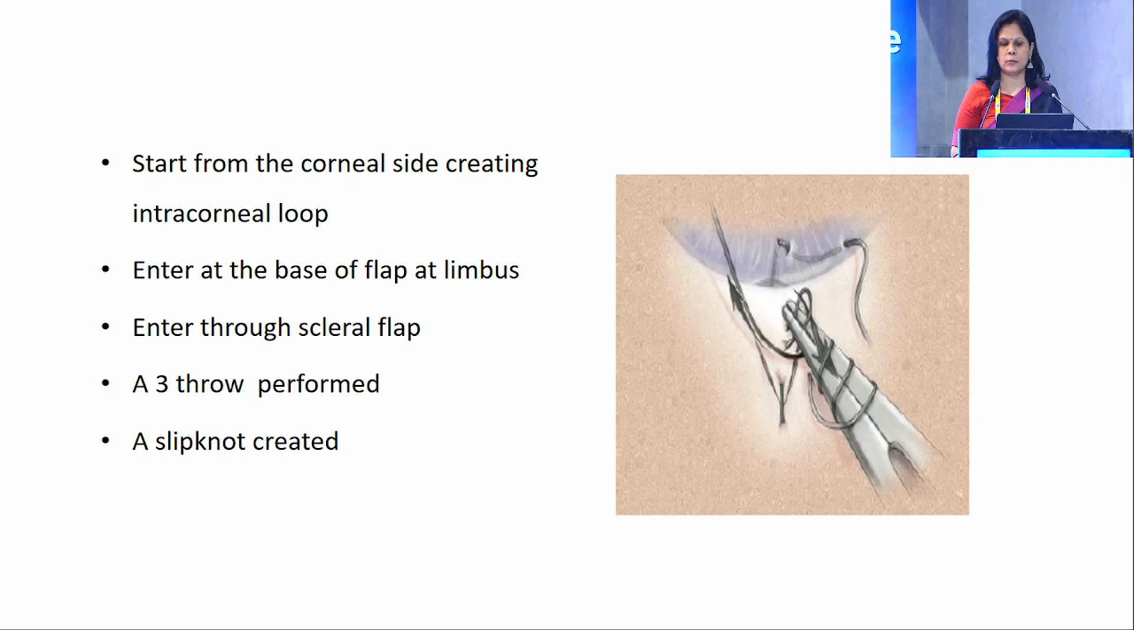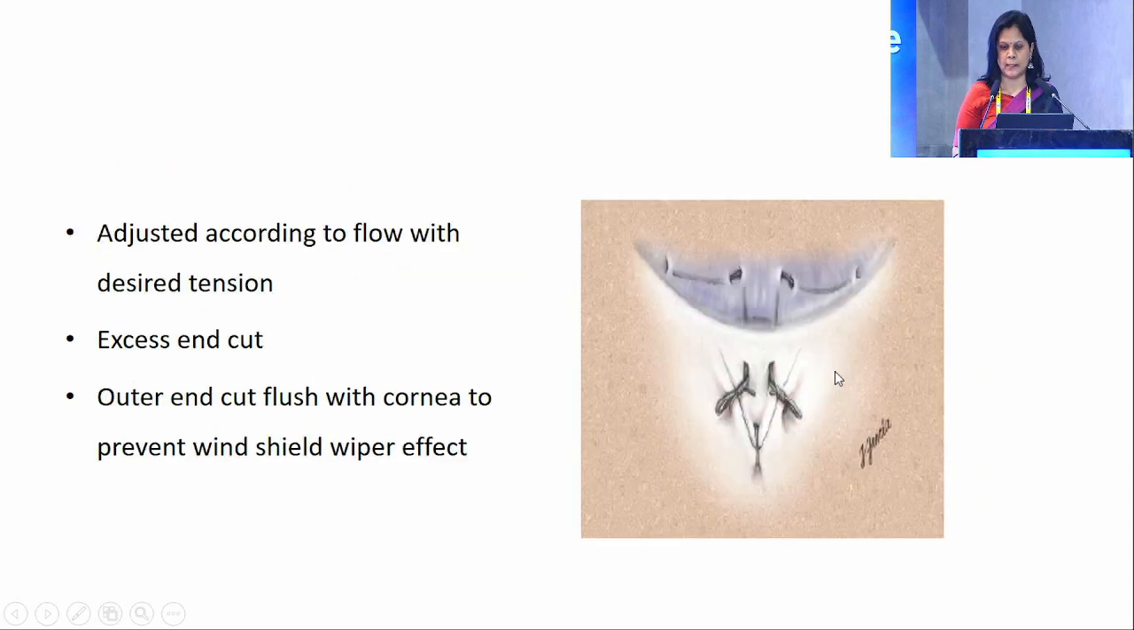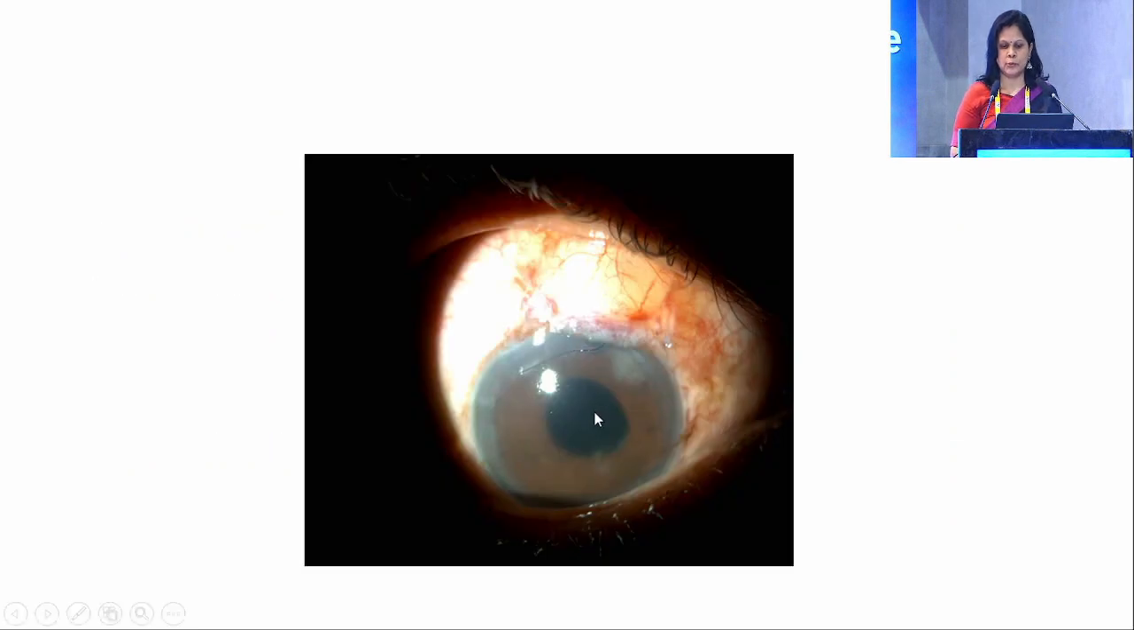After that, go from the corneal side, then enter at the base of the limbus, enter through the scleral flap, then 3 throws are performed, a slip knot is created, and flow is adjusted, then the excess end is cut, and the outer end is cut flush with the cornea to prevent any windshield wiper effect. So this is the releasable suture in place.